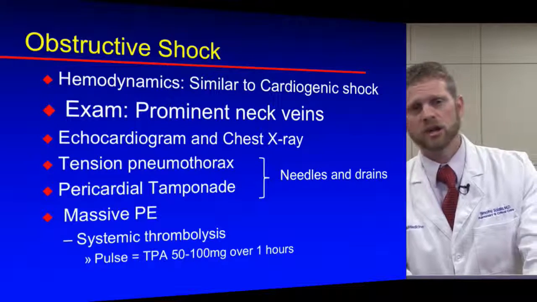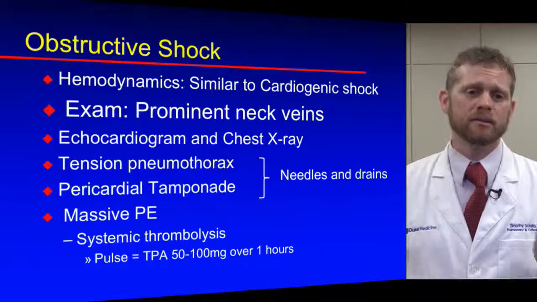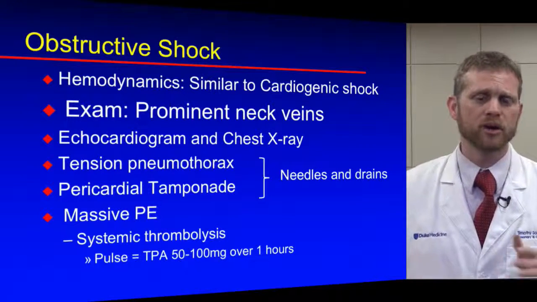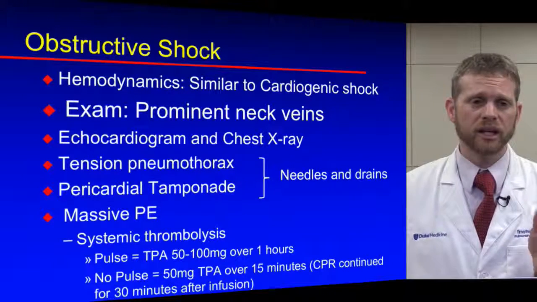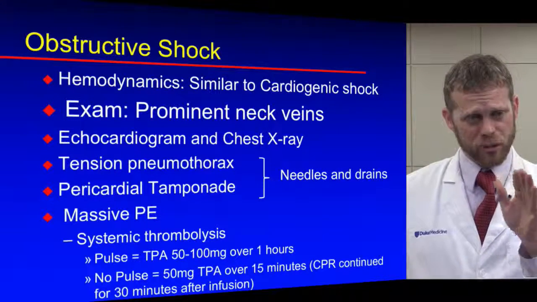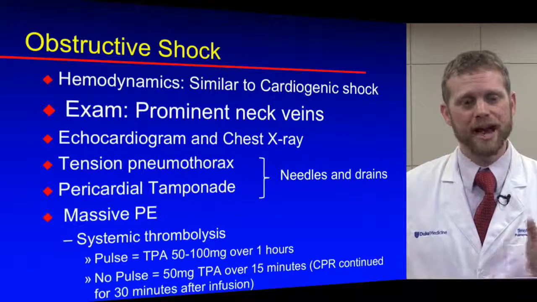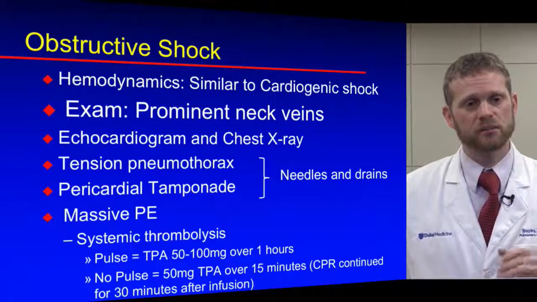So as far as treating someone with a massive PE, if you have a pulse, then you're going to be giving TPA 100 milligrams over an hour. Without a pulse, you're going to give 50 over 15 minutes. And very important, if someone goes pulseless and you want to give TPA, you need to continue CPR up to 30 minutes after the infusion of the dose is completed.